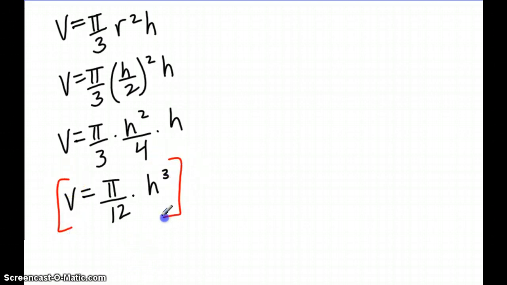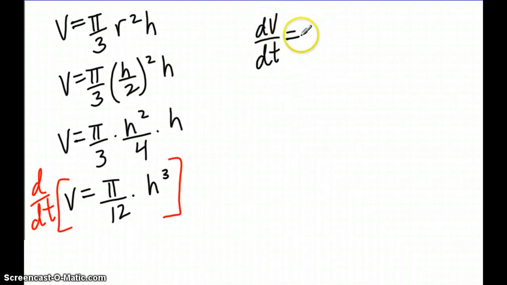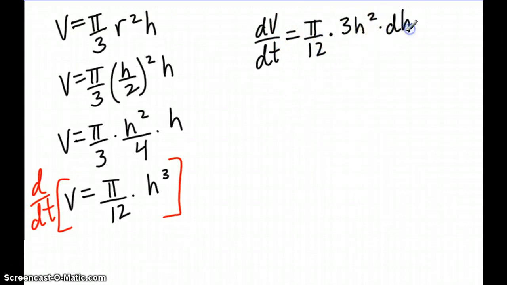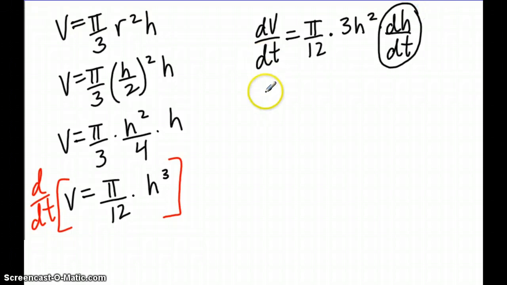So now we're going to derive this function with respect to t. So dV/dt is equal to pi over 12, that's a coefficient, times 3h squared using the power rule, and then dh/dt because we're deriving with respect to time. We're looking for dh/dt, so now we plug in all the information that we have. We were told the rate of change of the volume was 9.